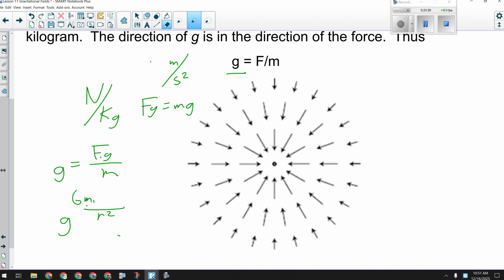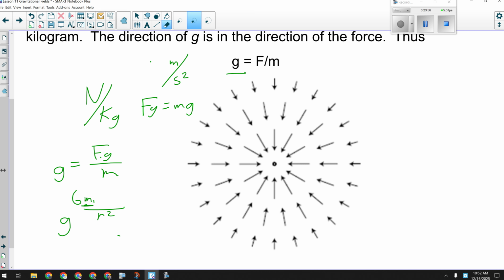Okay? So the mass that remains is always the one generating the field, so the bigger one. If we're talking about something caught in the Earth's gravitational field, we don't use the mass of the object that's caught, we use the mass of the object that's generating the field. That would be Earth. Okay? All right, everybody okay with how that formula comes about?